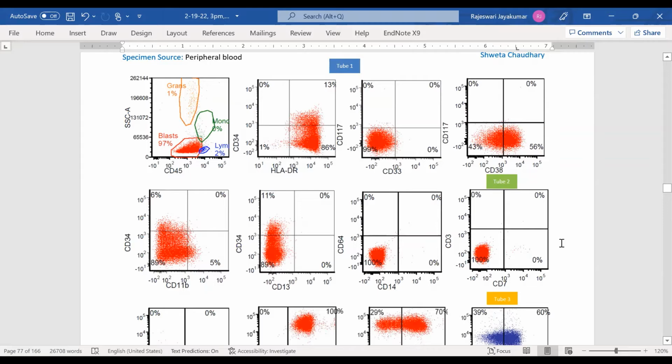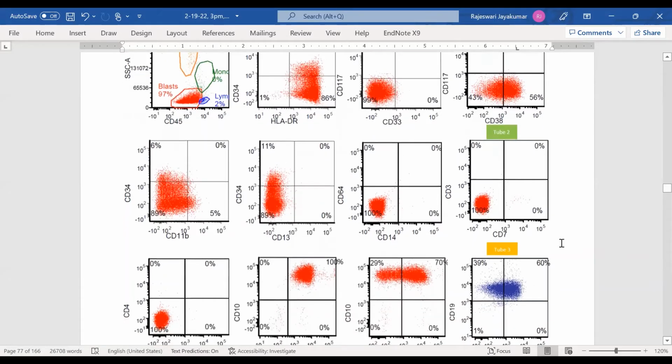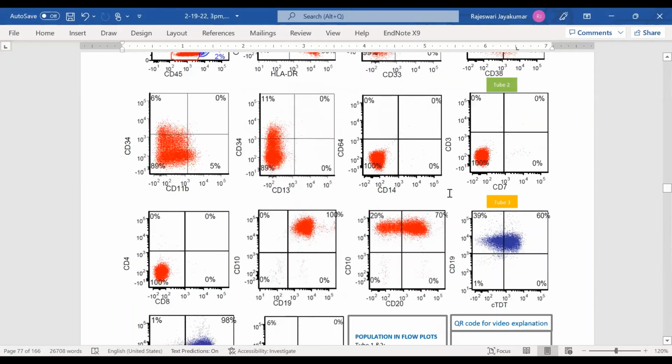The myeloid markers that we have seen are CD117, CD13 and CD33, and the monocytic markers are CD14, CD64 and CD11b. All of these are negative. So far, it's been positive for HLA-DR, partial CD34 and partial CD38. And then when we go to the T cell markers, they are negative for CD3 and CD7, CD4 and CD8.